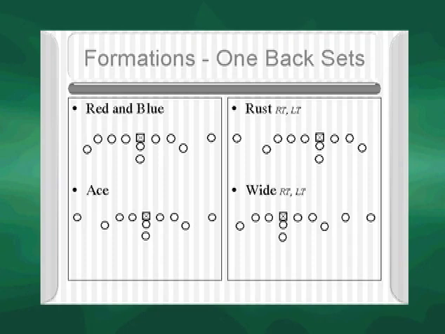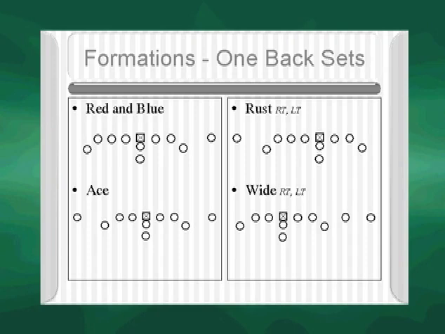When we want to go on balance, we take the split end and we move him over, and we call it Rust. Our kids named it a few years back because orange was one of our unbalanced sets, and they named it Rust. No logic to it except that when kids name things, they have a tendency to remember it.